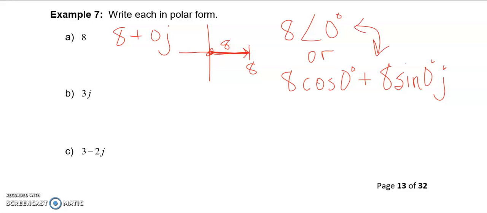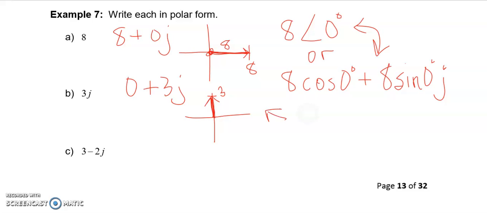Now, b, 3j. Again, this is a simple example. Think of this as 0 plus 3j if you like. And now, if you were to graph that on a set of axes, where would the vector be located? Well, 0 for the real part means you do not go left or right, but 3j means we actually go up 3 units. So there's 3 on the imaginary axis. So the length of that vector is 3.